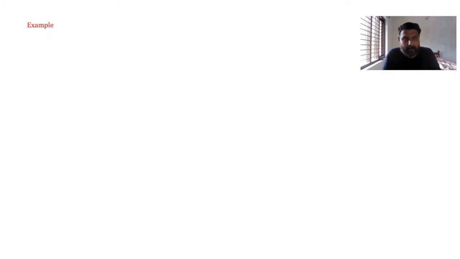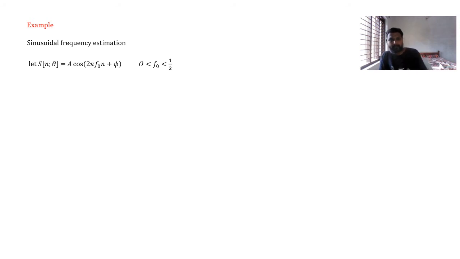The example is sinusoidal frequency estimation. Let the observation be s[n; f0] = A cos(2π f0 n + φ), where f0 should be between 0 and 1/2, that is, 0 less than f0 less than 1/2. The amplitude A and the phase φ are known, and we use the expression for the general CRLB to find the variance of f0.